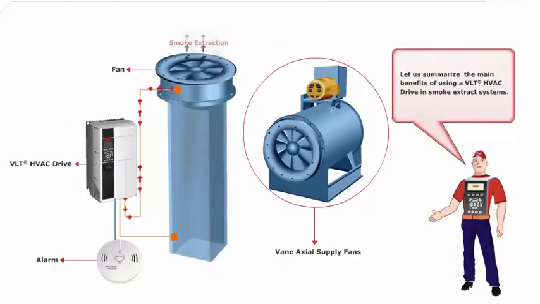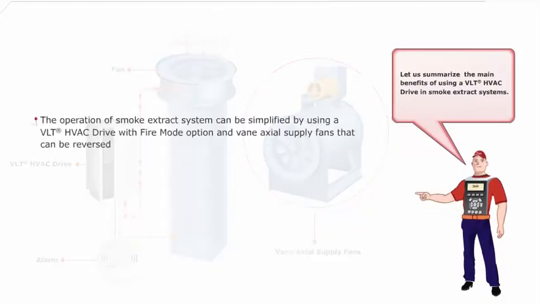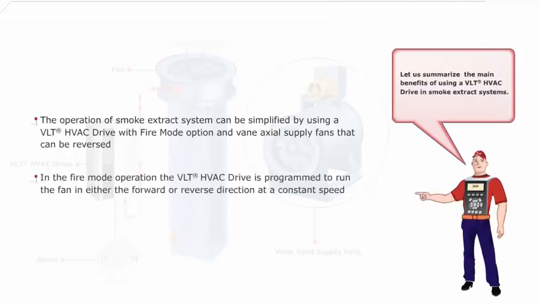Let us summarize the main benefits of using a VLT HVAC drive in smoke extract systems. The operation of smoke extract system can be simplified by using a VLT HVAC drive with fire mode option and vane axial supply fans that can be reversed. In the fire mode operation, the VLT HVAC drive is programmed to run the fan in either the forward or reverse direction at a constant speed.